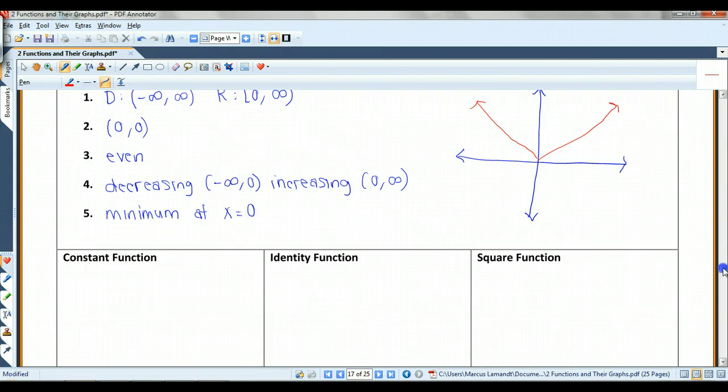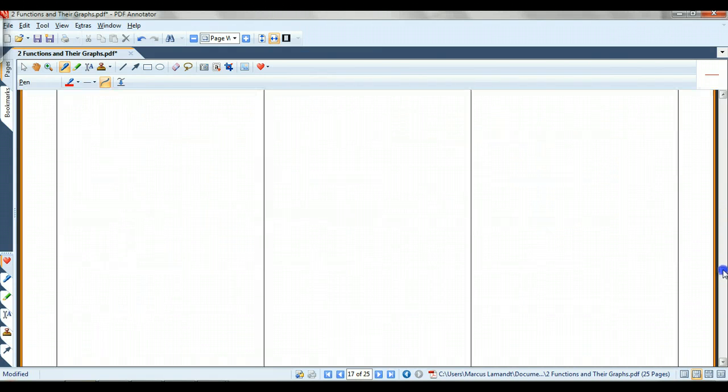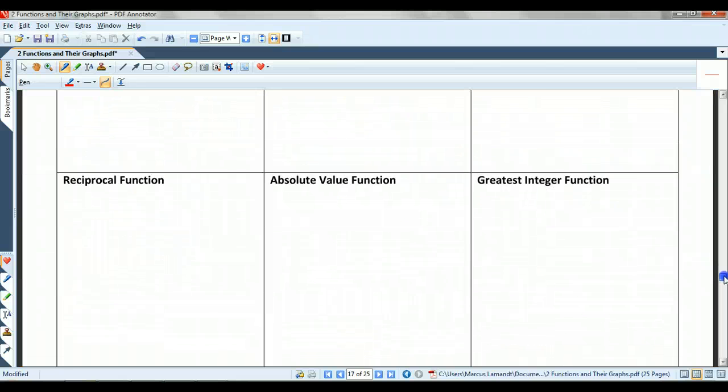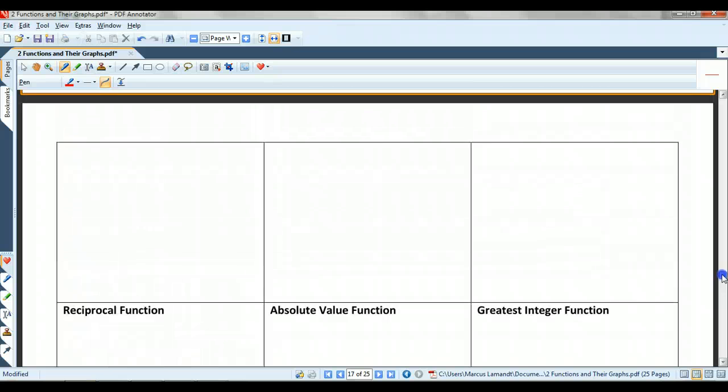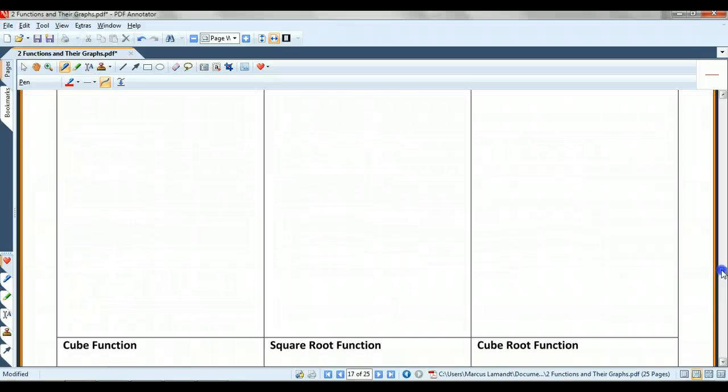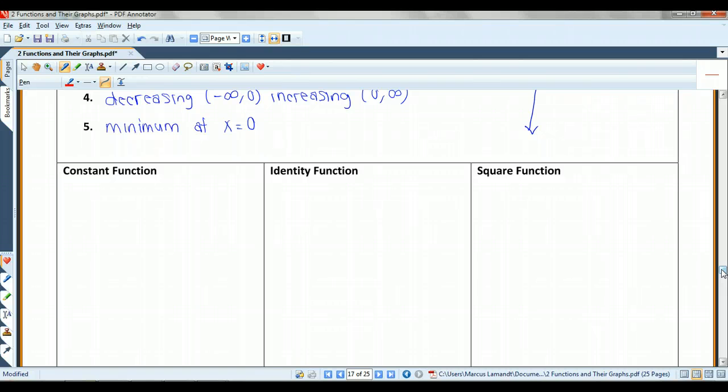Alright, down here you have a bunch of graphs. Okay, and I totally meant to give you one full page for this, but whatever. It's alright. I'm going to give you the functions for each of these, and I want you guys to use your calculators or your knowledge to give me the graphs. Constant function, this is when y equals some number.